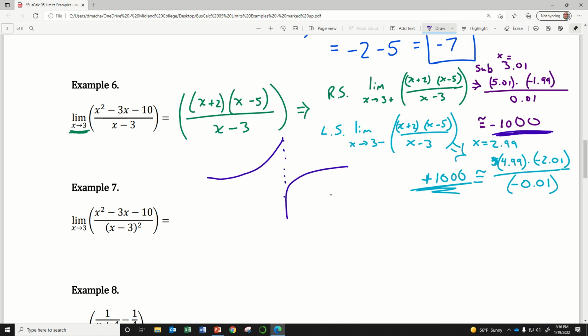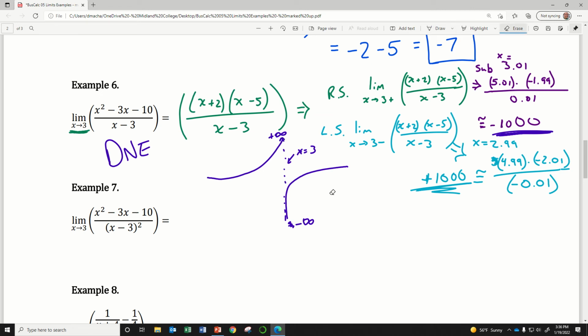So it'll look like this vertical asymptote. On the right side, we approach negative infinity, and on the left side, we approach positive infinity around the point x equals 3. So the two-sided limit does not exist, by the way. The right-sided limit would be approaching negative infinity, and the left-sided limit would be approaching positive infinity.